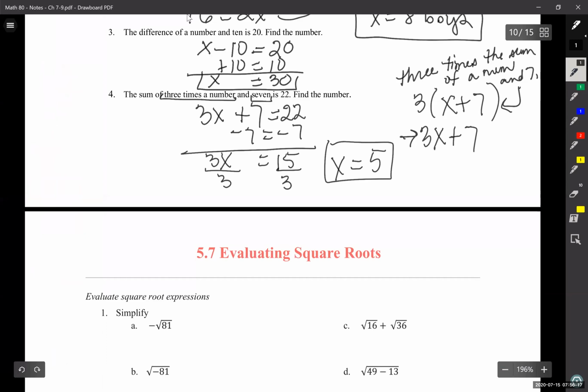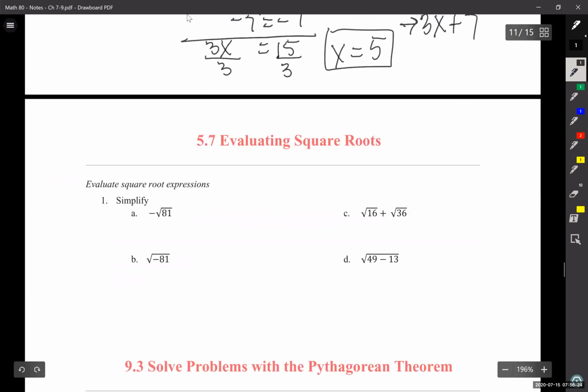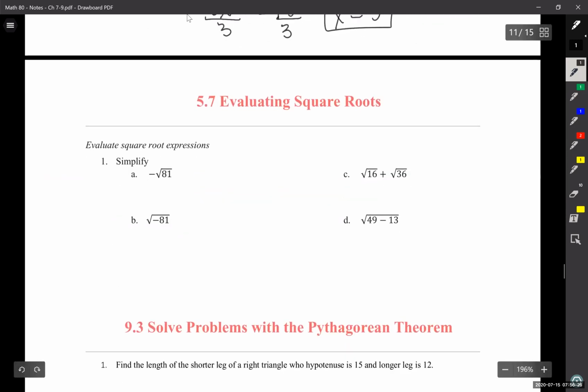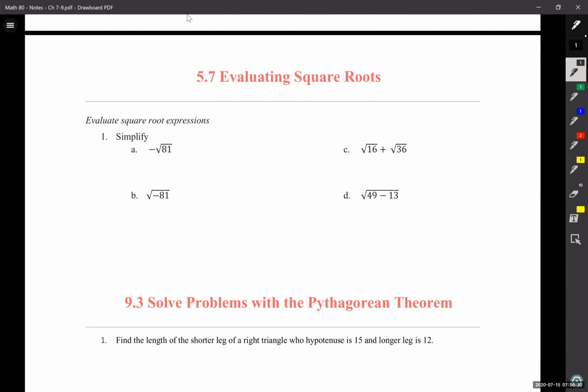And we are back with section 5-7, which is evaluating square roots. Now, you can see how short this is. And in fact, a quick glance through these numbers, you might say, why did I even stop it to go get my calculator? Well, part of it is I want to show you how to use your calculator.